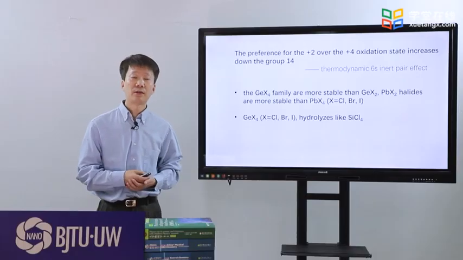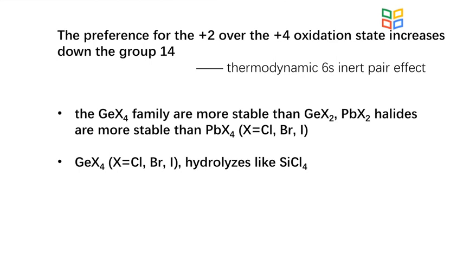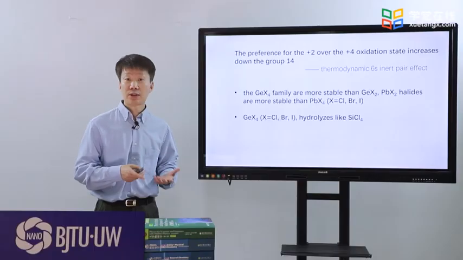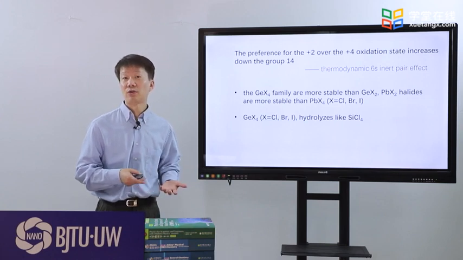The germanium GeX4 family are more stable than GeX2, while PbX2 halides are more stable than PbX4. This is explained by the thermodynamic 6s inert pair effect. The preference for the +2 over the +4 oxidation state increasing down group 14 is the result of the thermodynamic 6s inert pair effect. Tetrachlorides of germanium hydrolyze like silicon tetrachloride.